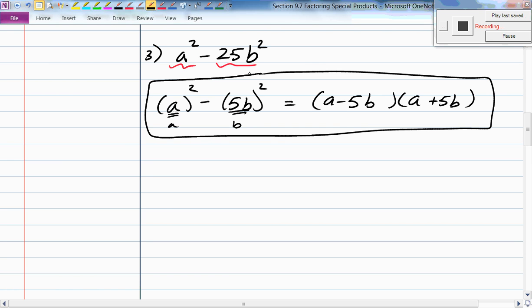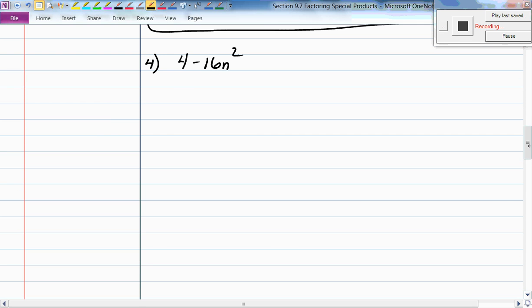All right. Try this one. Number 4. What if I gave you 4 minus 16n squared? All right. What number do you need to square to get 4? So 2, quantity all squared, minus what number do you need to square to get 16n squared? 4n. Very good. All squared. So what's the answer going to be? 2 minus 4n and then 2 plus 4n.